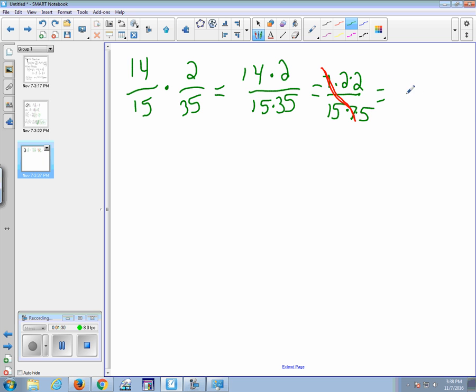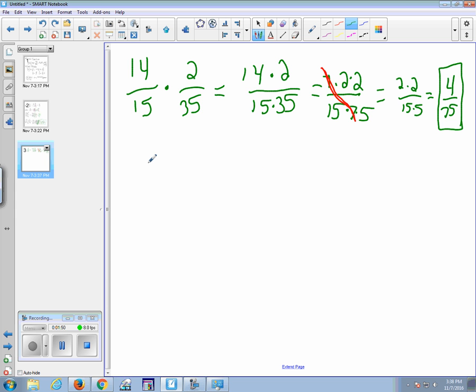So we're left with 2 times 2 over 15 times 5. Who thinks that's a good final answer? Of course not. We want to finish simplifying. 2 times 2 is 4. 15 times 5 is 75. That is our final answer.